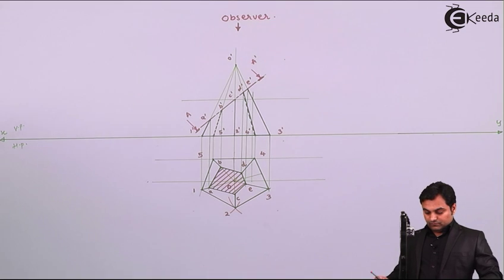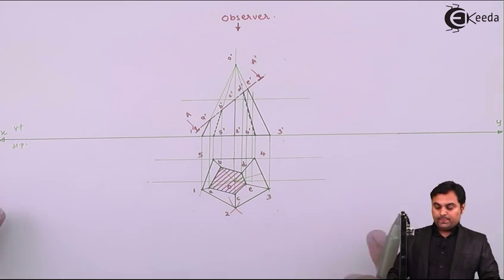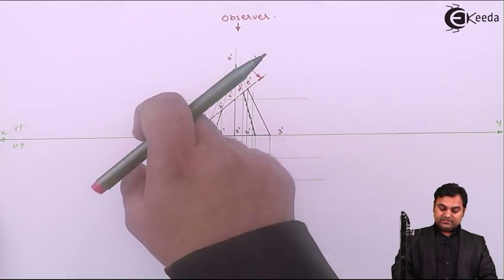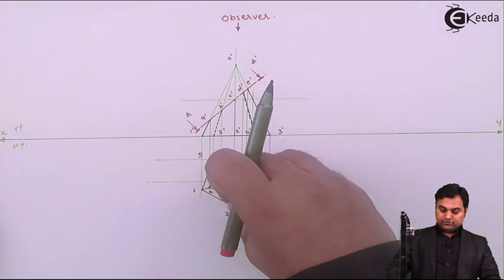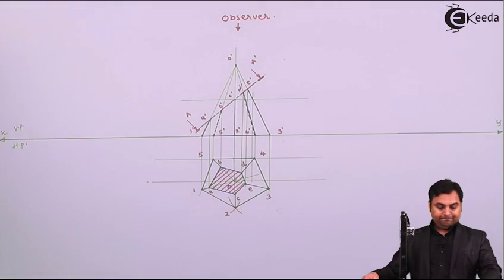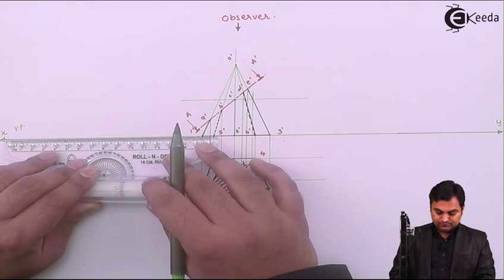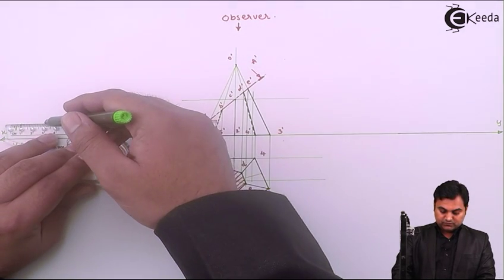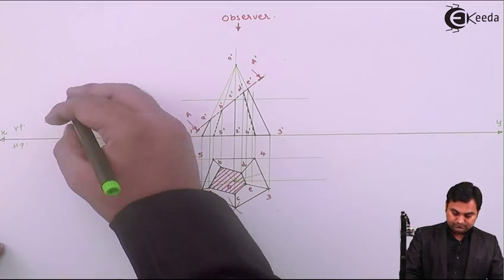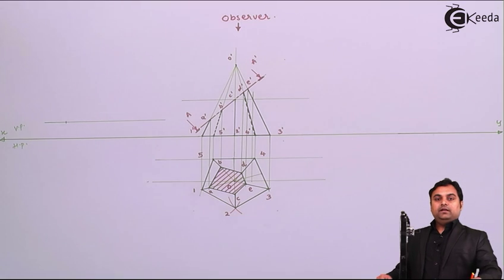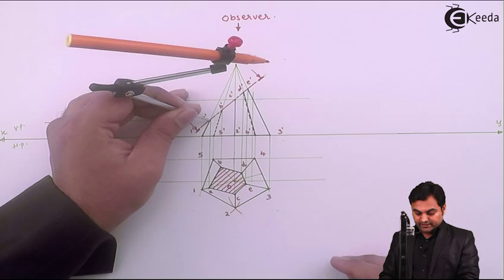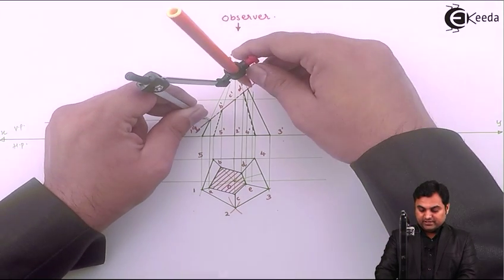Now, after getting the sectional top view, I'll draw the true shape of the section, and for that I will have to make this cutting plane parallel to XY line, and this true shape will be on this side because it is in HP. So drawing a light horizontal line here. I'll measure the distance where the cutting plane is in contact with the pyramid, that is A dash to E dash.